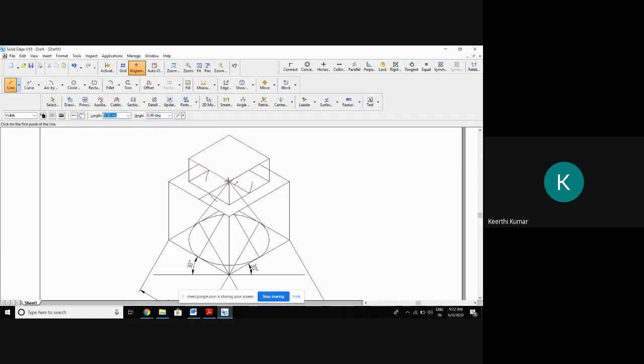Same from this corner, draw the line to opposite edge midpoint. From this corner, opposite edge midpoint. Similarly, from here, opposite edge midpoint. I will wait. You have to complete till here. These two lines from this corner, I had drawn these two, and these two lines from other corner.